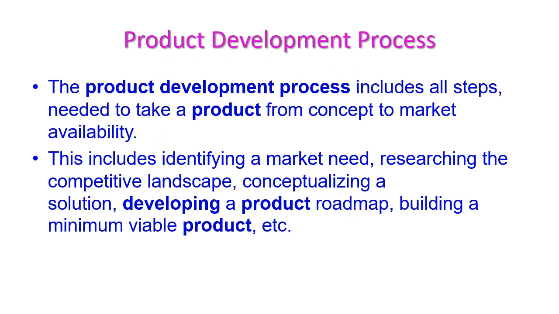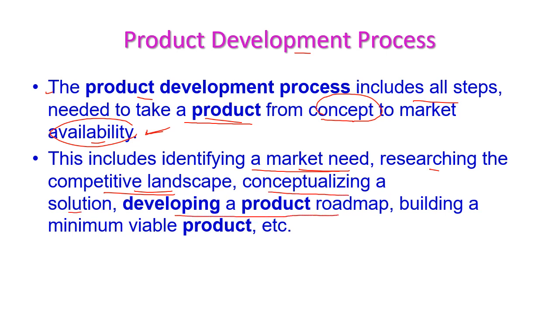Product development process. Here the product development process includes all steps which are needed to take a product from concept to market availability. That is, we are converting this product from concept to market availability. This includes identifying the market needs, researching the competitive landscape, conceptualizing a solution, developing a product roadmap, building a minimum viable product, and so on.